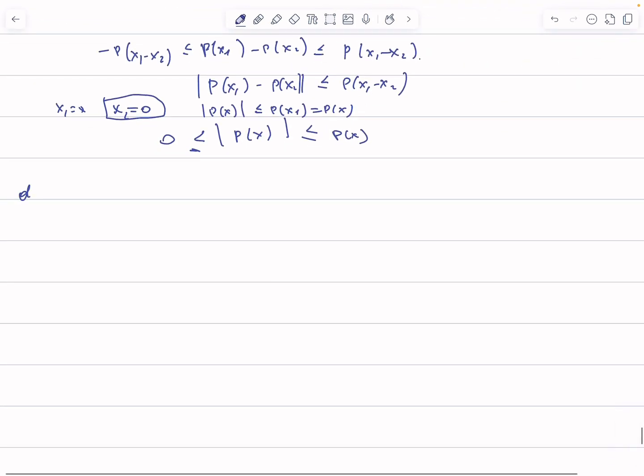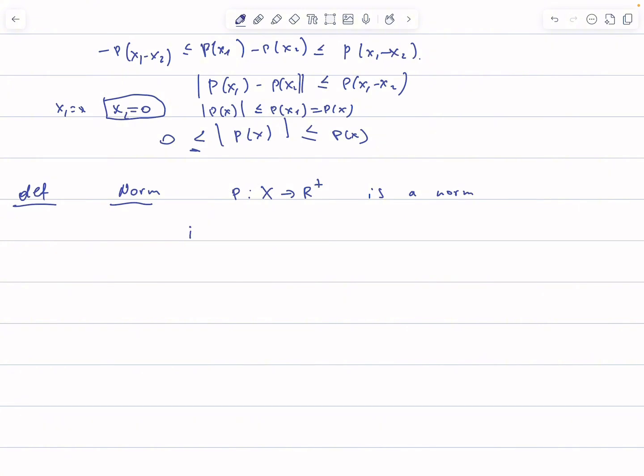So another definition: norm. P from X to R plus is a norm if P is a seminorm and satisfies P(x) is equal to 0 only if x is equal to 0. So the difference between norm and seminorm is only that in a seminorm there are x such that P(x) can be equal to 0.